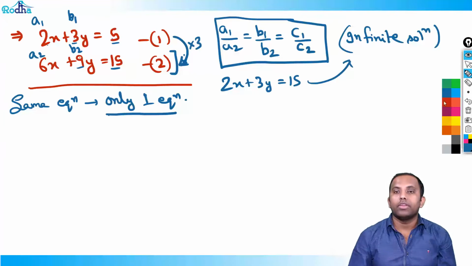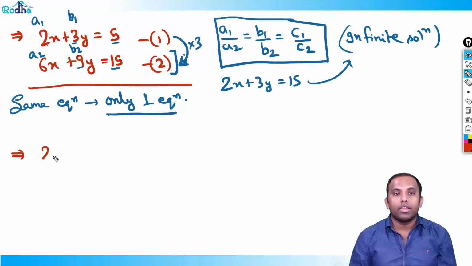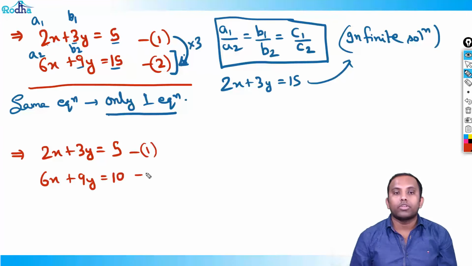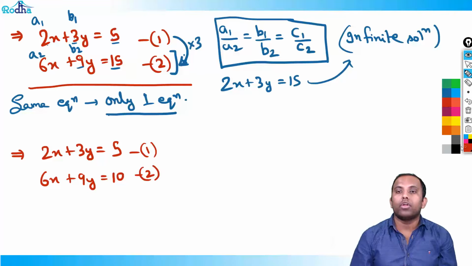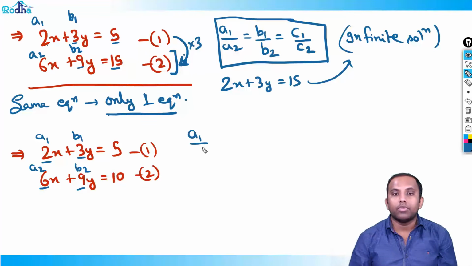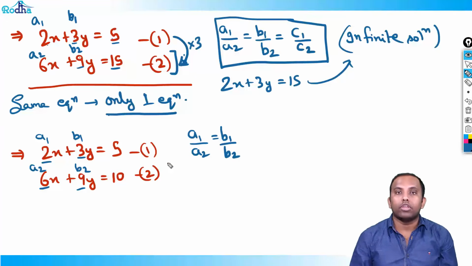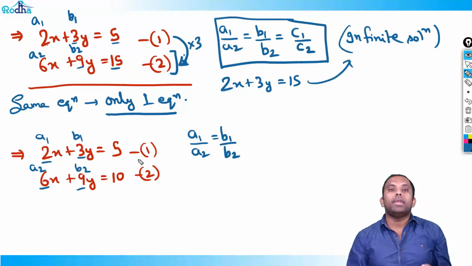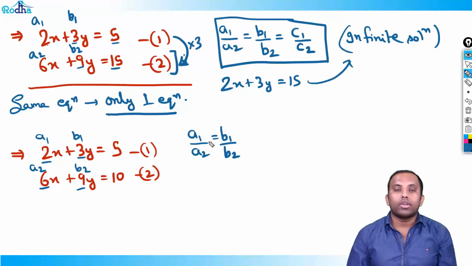Okay. Now the third one is the condition for no solution. See, a similar equation, 2x plus 3y is equal to 5, and let's say 6x plus 9y is equal to 10. So this is equation 1, this is equation 2. Now you can see here again we will not have a unique solution, because a1 by a2 is equal to b1 by b2. So it is not a case of unique solution, right? For a unique solution, a1 by a2 should not be equal to b1 by b2.